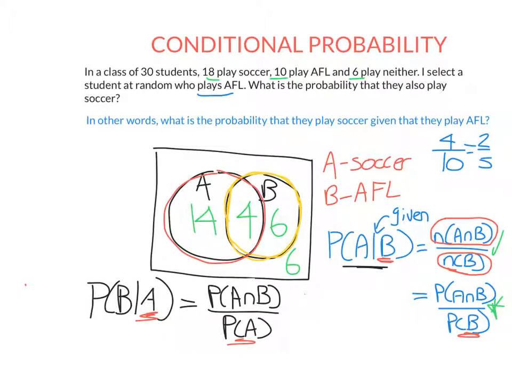There are 18 choices, and of those, 4 of them also play AFL. So it's 4 over 18 or 2 over 9. And of course, it wouldn't matter if I said the probability of both is 4 over 30, and the probability of just playing soccer is 18 over 30. I'd still get the same answer of 2 over 9. So hopefully you know a bit more about what this is. Let's go and do some questions.